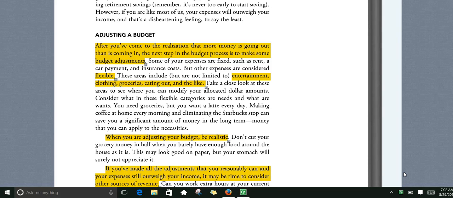If you come to the realization that more money's going out than coming in, the next step in the budget is to make some budget adjustments. Some of your expenses are fixed, such as rent and your utilities, car payment. Not all your utilities are fixed, because you can save some on electricity by moving your thermostat up during the summer.